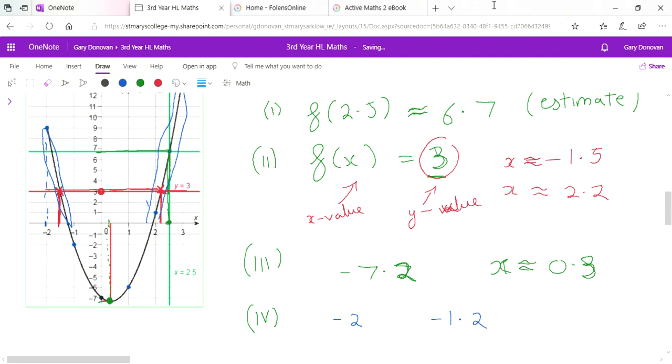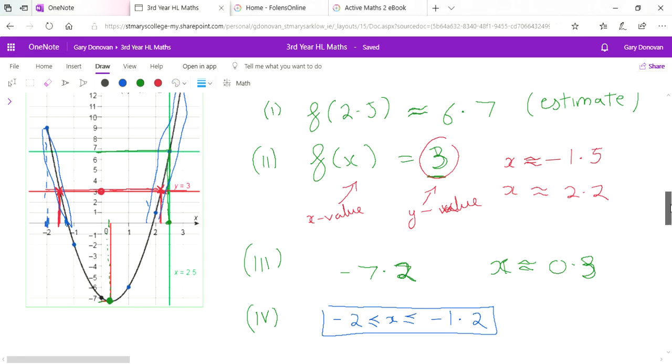Now, how do we write that? How do we write that range? Well, it's when x is bigger than or equal to -2, and bigger than or equal to -1.2. So that's the range of values from here to here, this section on our graph. But that's not the only section where it's bigger than 0.